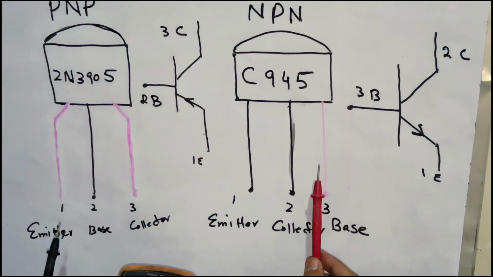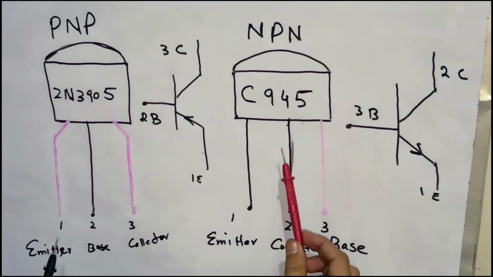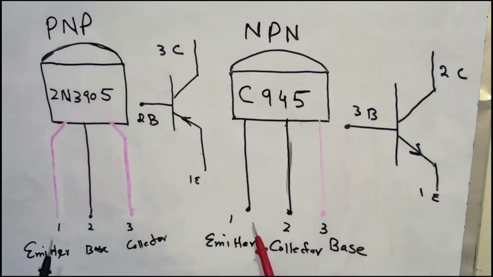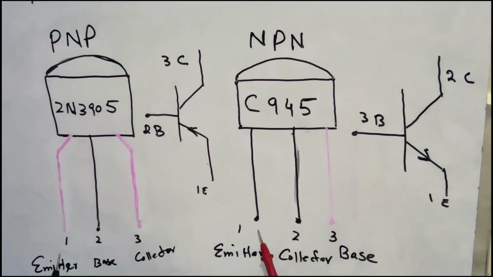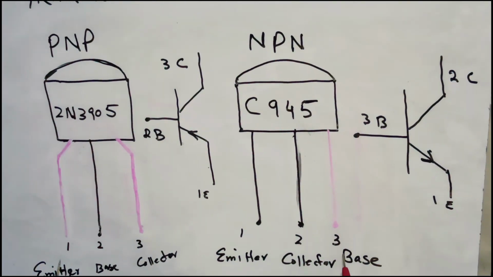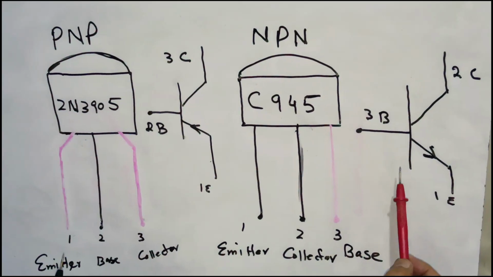An NPN transistor, as you see, C945, has three terminals. Terminal number one is called emitter. Terminal number two is called collector, and terminal number three is called base. Here is the symbol of the NPN transistor.